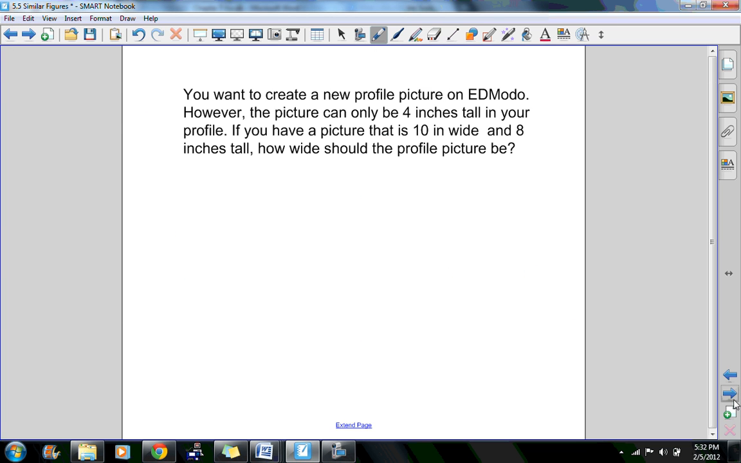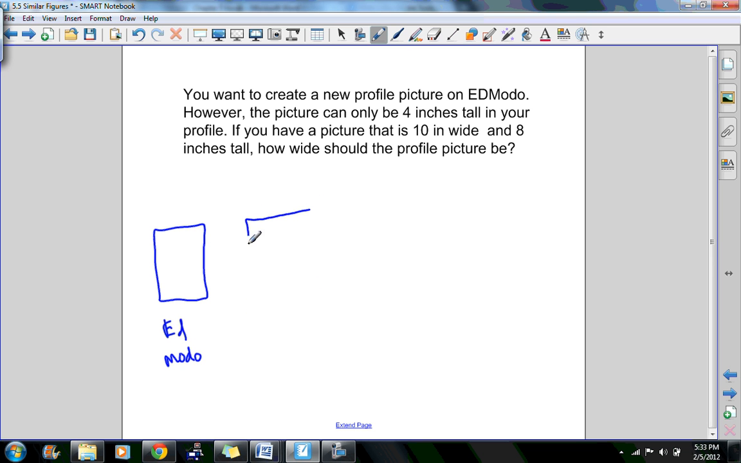So let's move on to some story problems. So for this one, it says you want to create a new profile picture on Edmodo. Okay, however, the picture can only be 4 inches tall in your profile. Okay, so up tall is this way, so it can only be 4 inches. But you currently have a picture that's 10 inches wide and 8 inches tall. So it wants to know how wide should our profile picture be. And my solution to these will always be, let's draw a picture. So I'm going to draw my little profile picture here. This is my Edmodo picture.